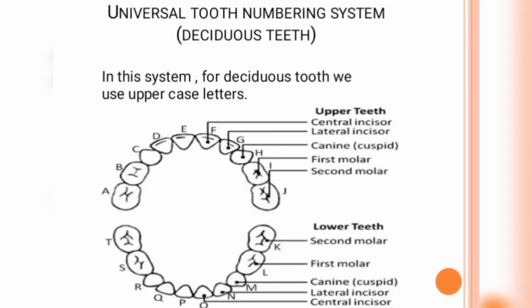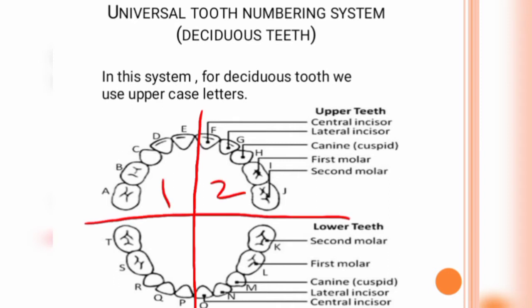Okay, now let's discuss the universal tooth numbering system of the deciduous dentition. What happens here is that we use uppercase letters to name specific teeth, right? In the universal tooth numbering system for the primary dentition we use alphabets, and we start from the posterior teeth. Now I will explain it. First I wanted to divide it into 4 quadrants to make it easier. So these are the 4 quadrants, 1, 2, 3 and 4. In the universal tooth numbering system we start from the posterior teeth.